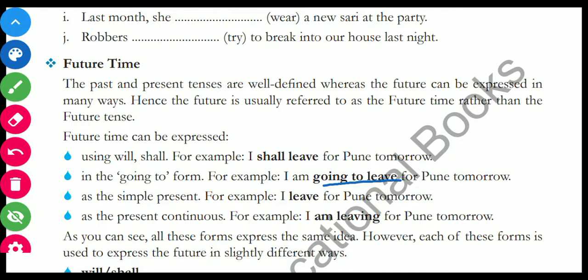Okay. Next sentence is as a simple present. For example, I leave for Pune tomorrow. भले से अपन को leave देख के ऐसा लगा कि present tense में है, but यहाँ पे जैसे ही tomorrow लगा, we can understand that the sentence is in future tense. So you need not get confused with the usage of verb. Read the full sentence and see whether there is yesterday or whether there is tomorrow. You can understand that if there is tomorrow, it is future tense. Okay.